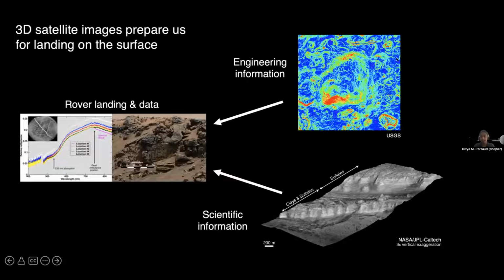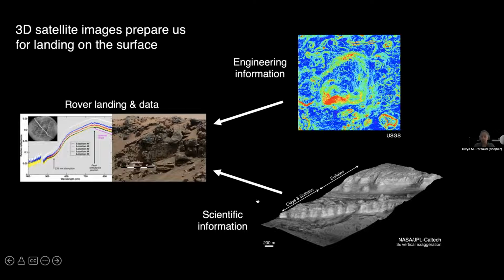So in the upper right is a slope map that was actually derived from 3D satellite imagery. And I'm going to be talking about 3D a lot today, and I'll tell you why in a second. A slope map is derived from a 3D view of the surface where slopes can be calculated. And that's really important for thinking about navigating a really expensive, really fragile piece of technology on another planet.